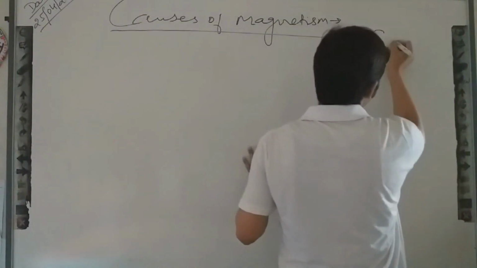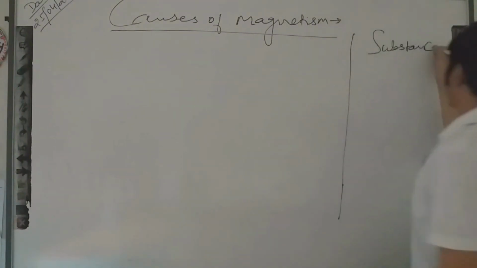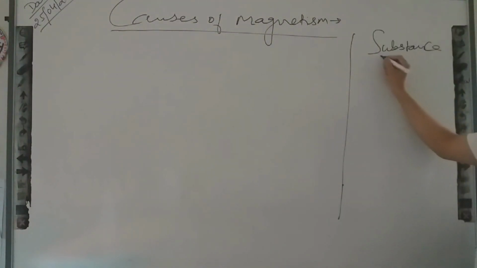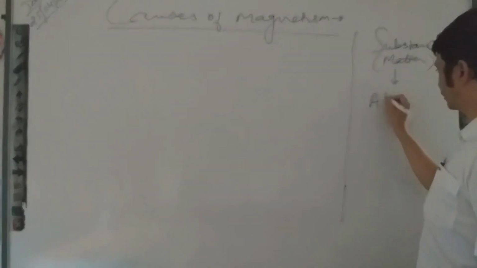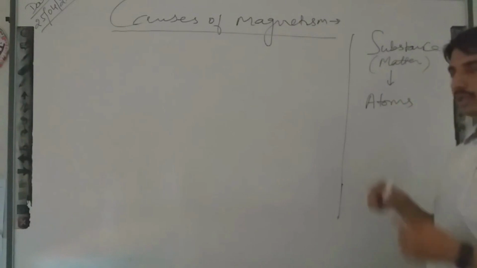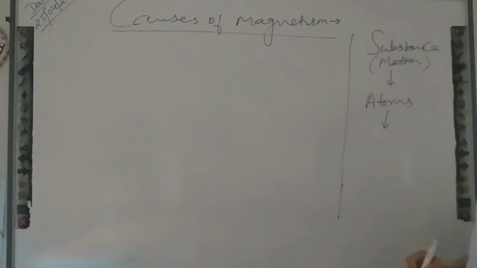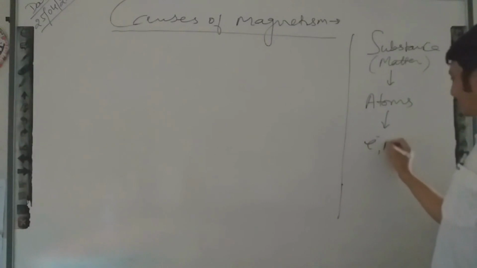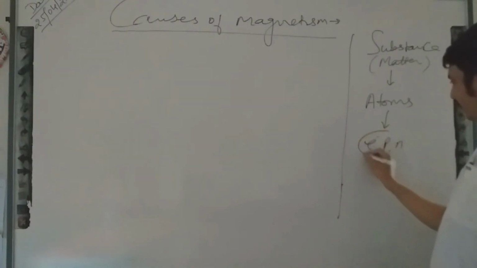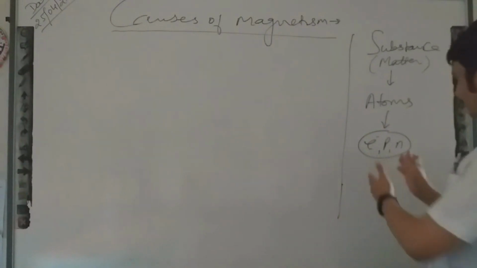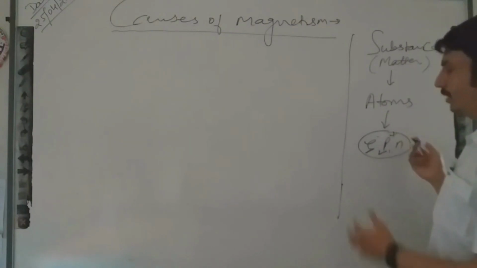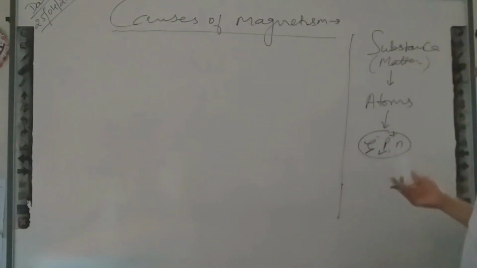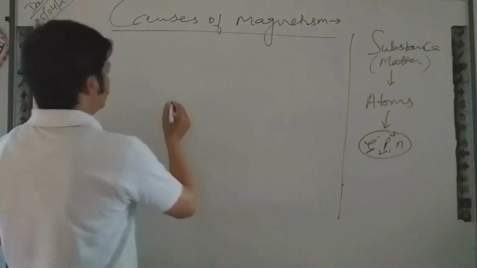We will discuss substance. Each substance, or we can say matter, has its basic parts, and the basic parts of a substance are atoms. Each atom has electron, proton and neutron. Of these three parts, the electron is the negative charge carrier, the proton is positive, and the neutron does not have any charge. That means the neutron is neutral.